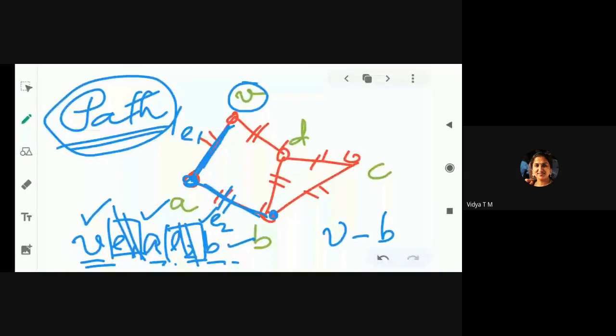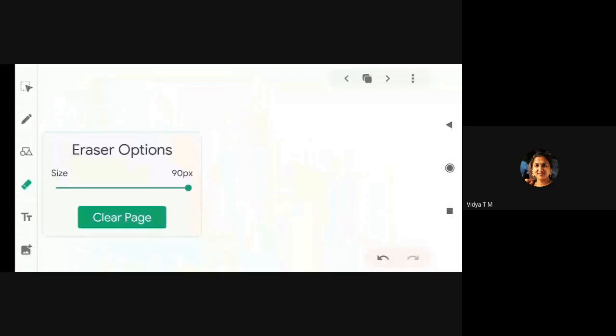After that, another important idea which you have to remember is that of a cycle.